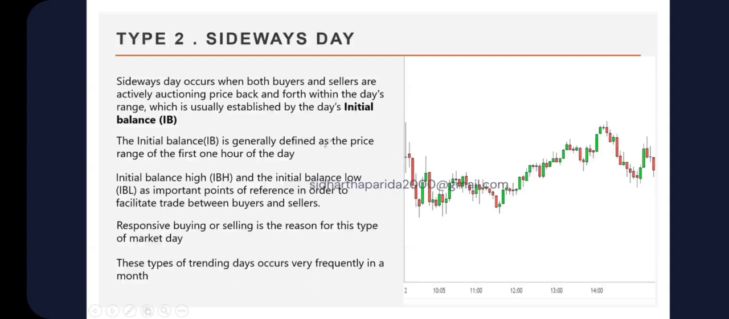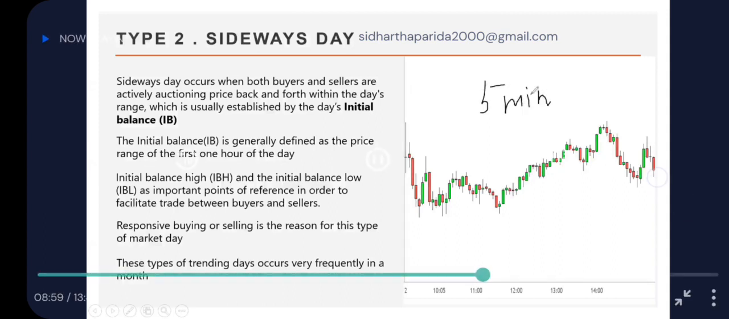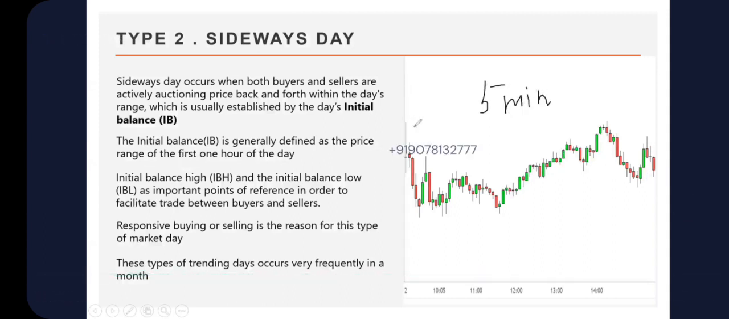What is the initial balance? Initial balance is generally defined as the price range for the first 1 hour of the day. Suppose it's a 5-minute time frame. How many candles are in the first 1 hour? 12 candles, right? So candle 1, 2, 3, 4, 5, 6, 7, 8, 9, 10, 11, 12. So this is the 12th candle.